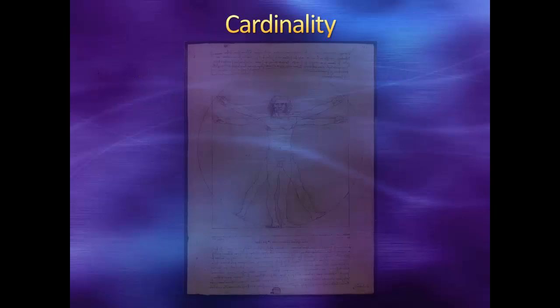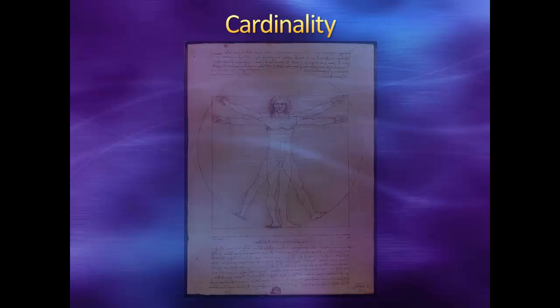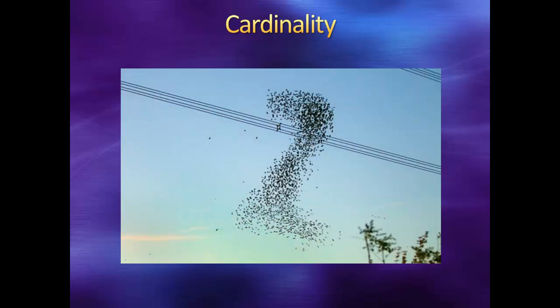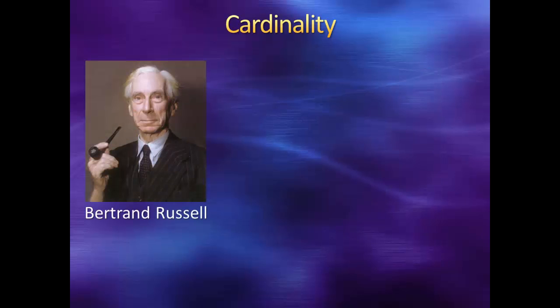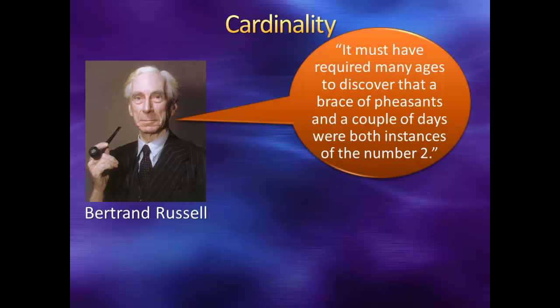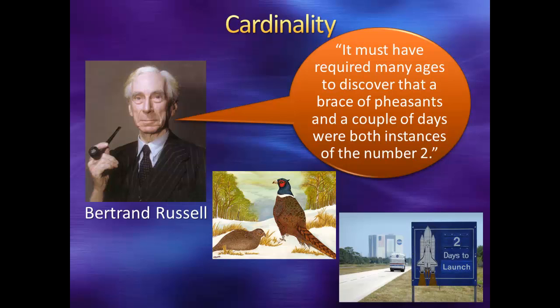For instance, we often see things that come in pairs. Our bodies each have 2 eyes, 2 ears, 2 hands, 2 feet, and so on. But we don't usually see a numeral 2 anywhere in nature. Nonetheless, anything that comes in pairs is unified by a sort of two-ness. As Bertrand Russell once said in his book, Introduction to Mathematical Philosophy, it must have required many ages to discover that a brace of pheasants and a couple of days were both instances of the number 2.